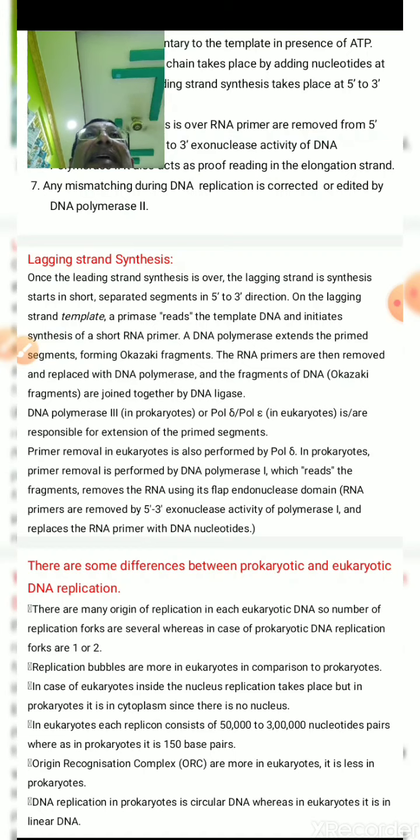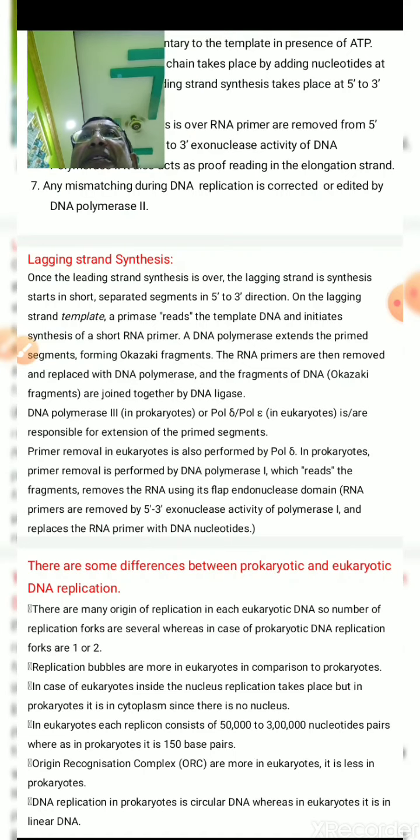On the lagging strand template, primase reads the template DNA and initiates the synthesis of the short RNA primer. A DNA polymerase extends the primer segments to form the Okazaki fragments. The RNA primers are then removed and replaced by DNA polymerase, and the fragments of DNA, the Okazaki fragments, are joined together by a DNA ligase, which is not present in the case of the leading strand.